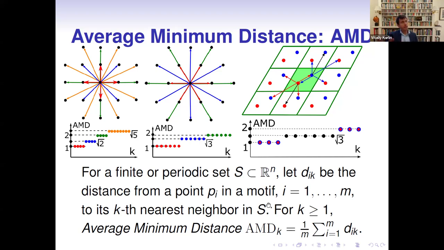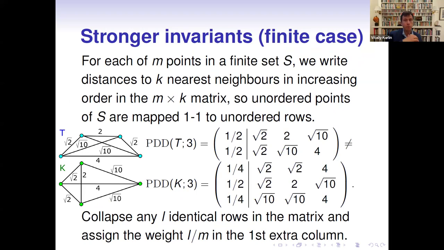Okay, so this is already a strong invariant because it contains infinitely many values. However, because of this averaging, you might think that we have lost some information. And indeed, there is a way not to lose this information, but keep it in the form of a strong invariant. So this invariant was explained in the previous session in the finite case, and this slide actually reminds the definition of the finite case, although the periodic case is very similar. So let me briefly remind you that in the finite case or in the periodic case, we take a point. In the periodic case, it will be any point in the unit cell, in the motif, and then we write down distances to neighbors in increasing order.